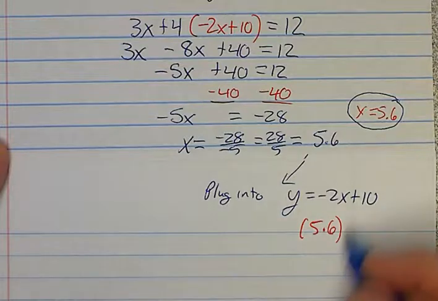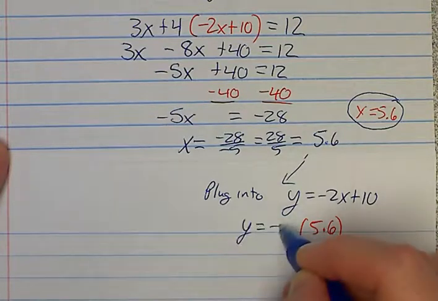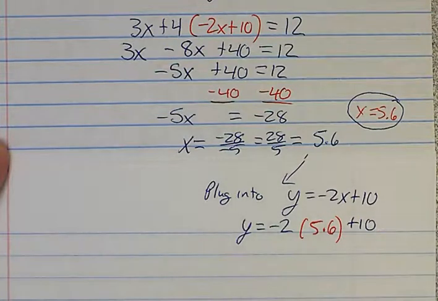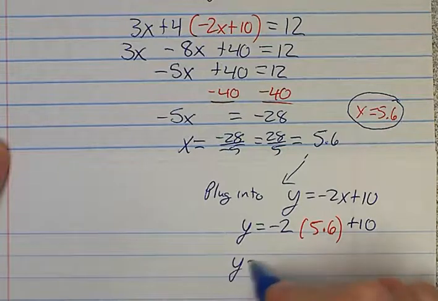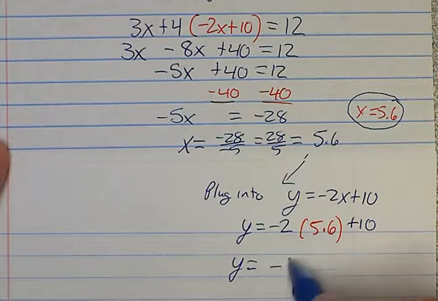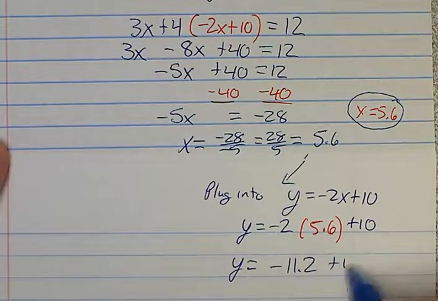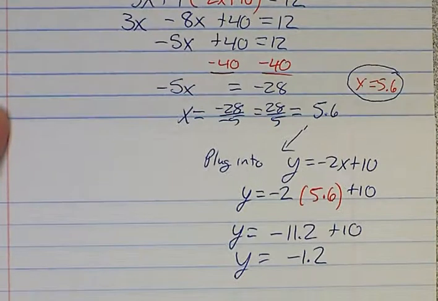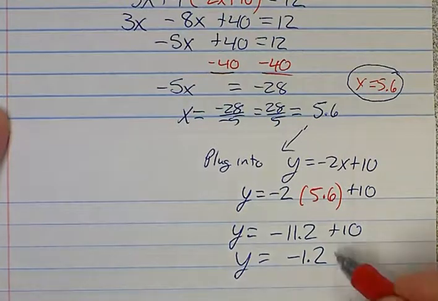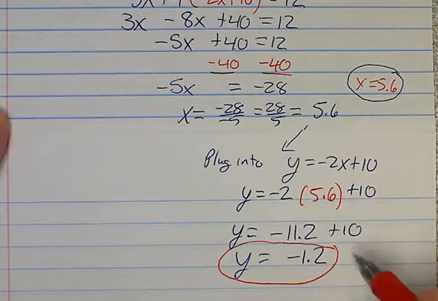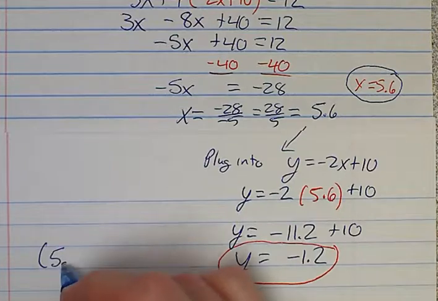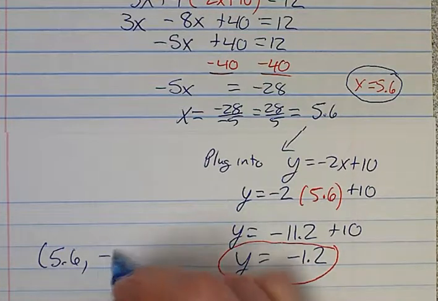All right, so x is 5.6. So that's negative 2 times 5.6 plus 10. And from there, it's pretty much just using your calculator. That's negative 11.2 plus 10. So that's negative 1.2. All right, and again, they ask for ordered pairs: 5.6 for x and negative 1.2 for y.